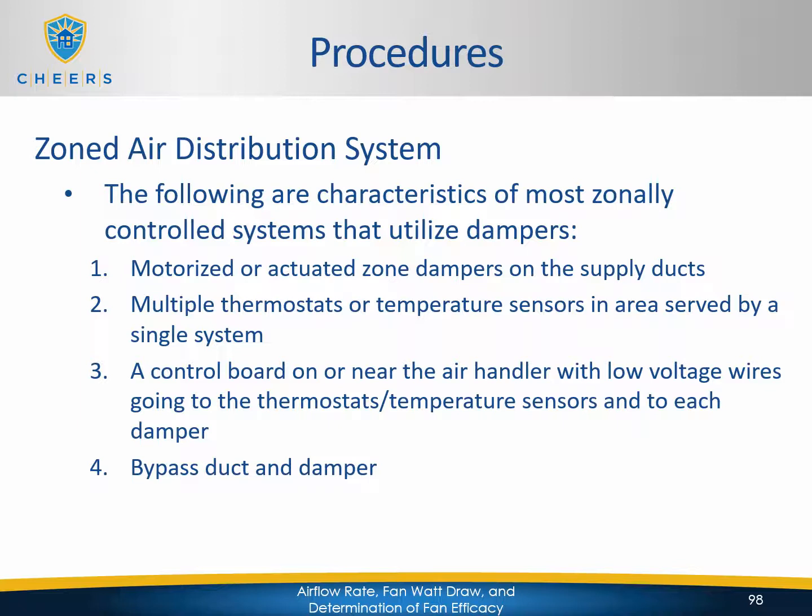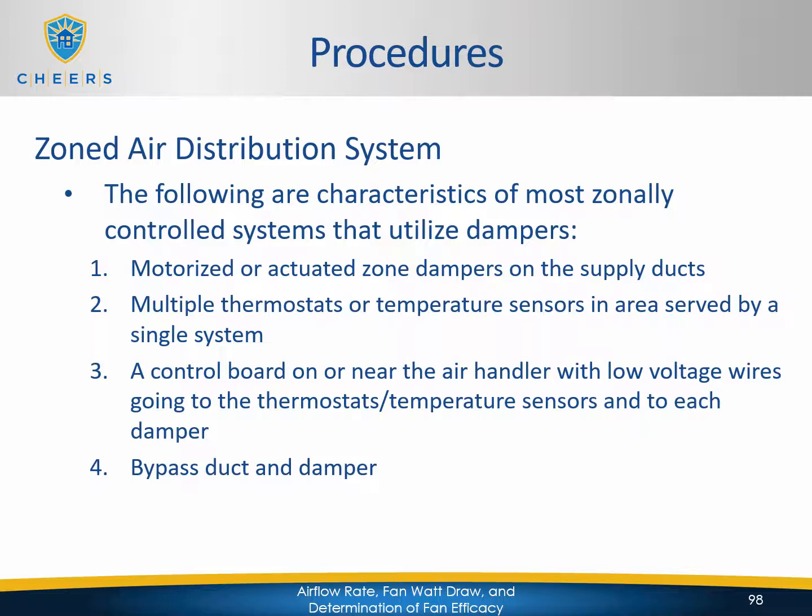So how do you determine whether a system is single zone or dual zone or multiple zone? These are some of the items that you can look for to realize whether it's a multi-zone system or a single zone system. First of all, you're going to see motorized or actuated zone dampers on the supply ducts. You're going to see multiple thermostats or temperature sensors in an area served by a single system. So you're going to have one HVAC system but multiple thermostats.